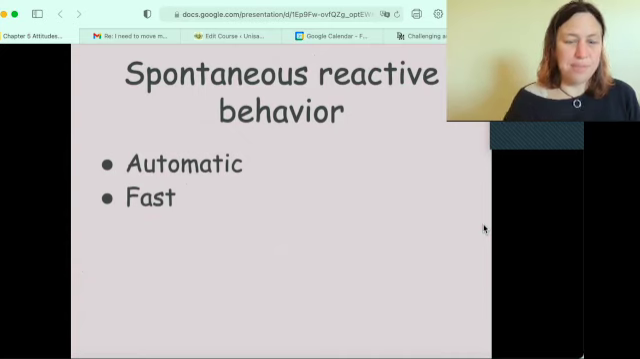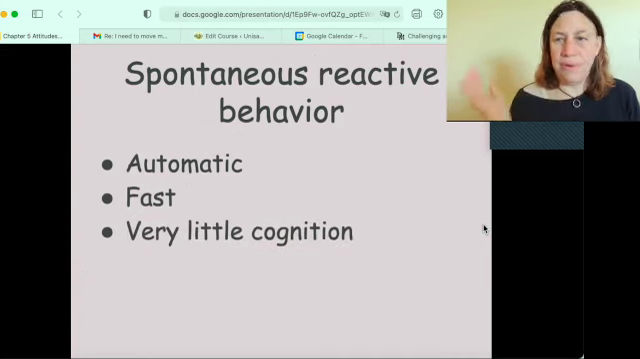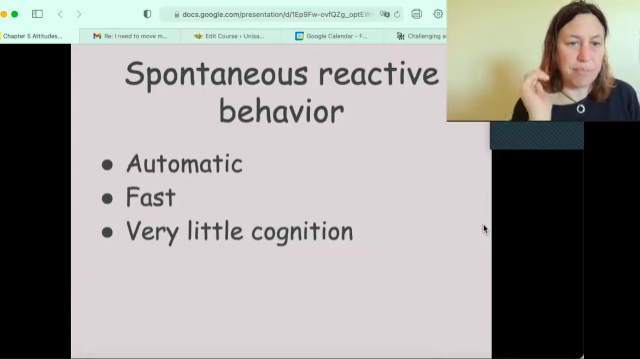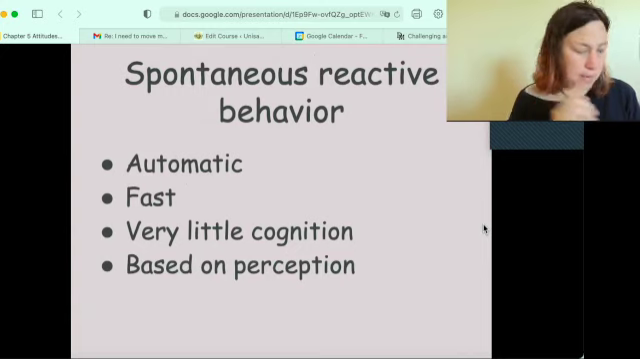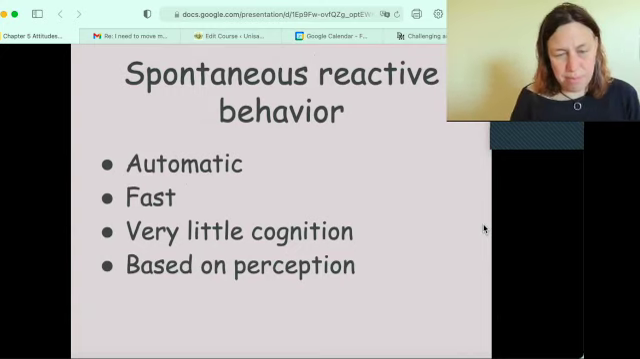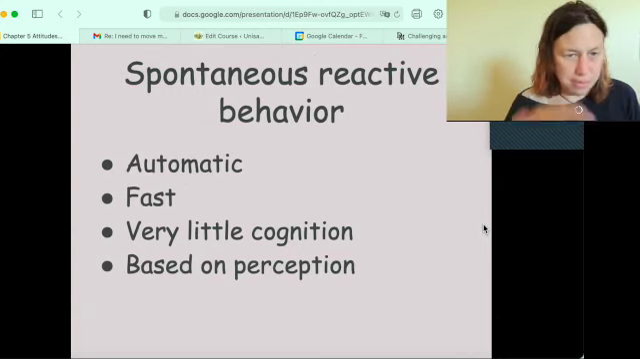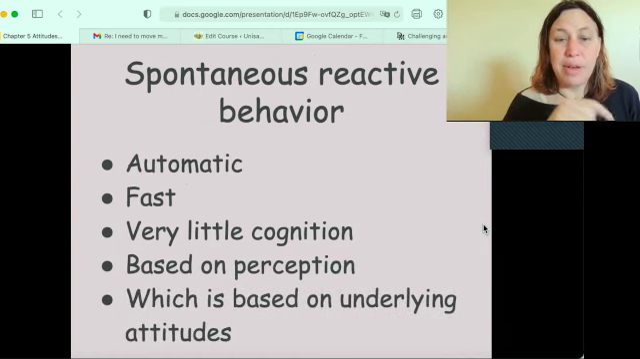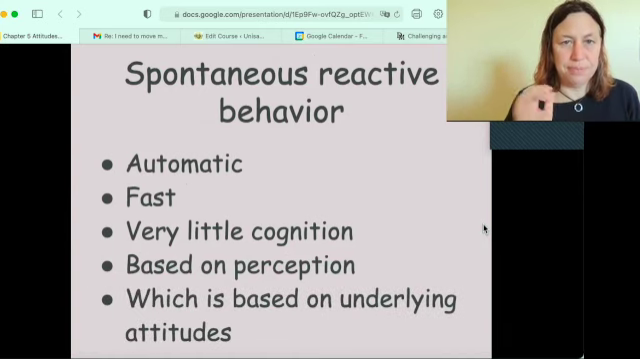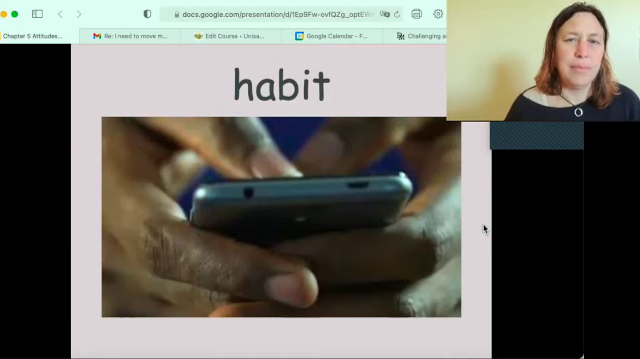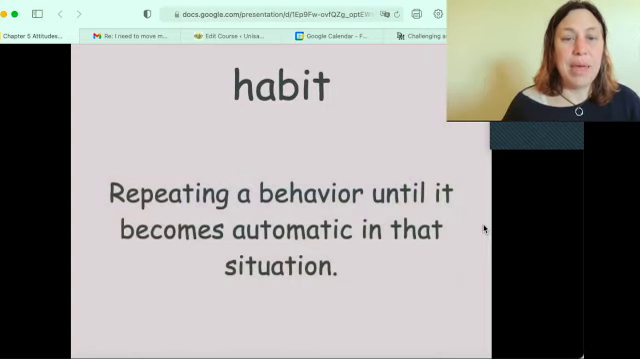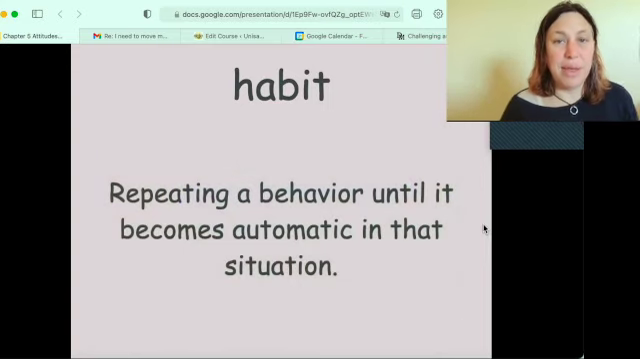It's fast. There's very little cognition, because if you stopped and thought, you'd never catch that fly. It's based on perception, okay, on what you see. Is that a fly? No, it's a raisin, which is based on underlying attitudes. Okay, what is a habit exactly? It is repeating a behavior until it becomes automatic in that situation.